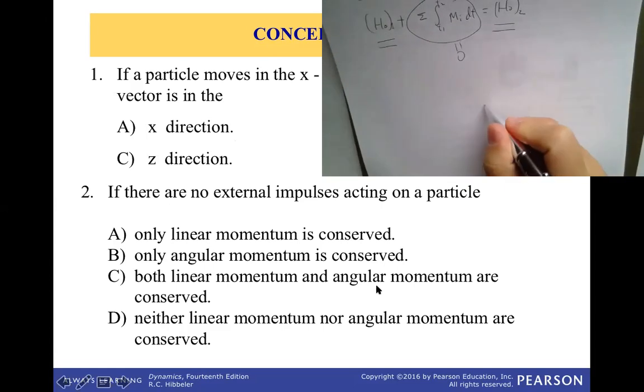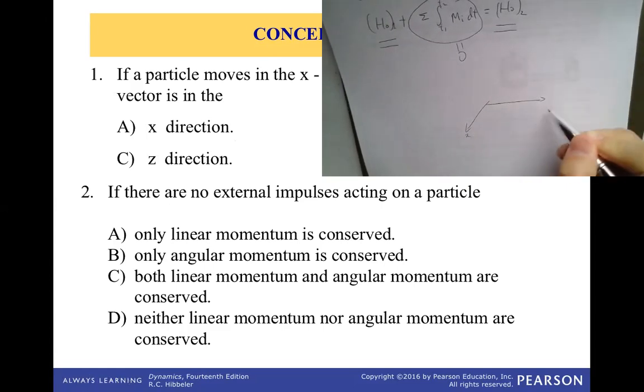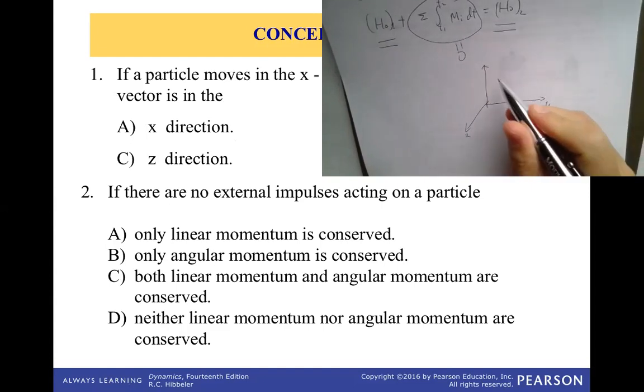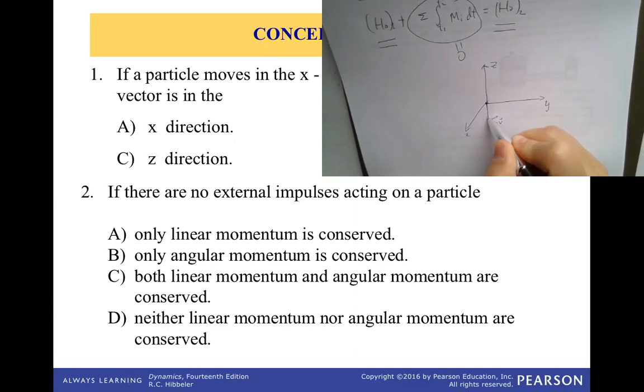In the case where this is x, this is y, and this is z, okay? So x, y, and z directions. If there's a particle moving here with mv, and this is the r vector, then its angular momentum should be equal to r cross m cross v, okay?